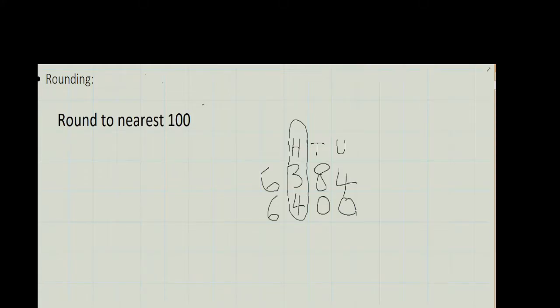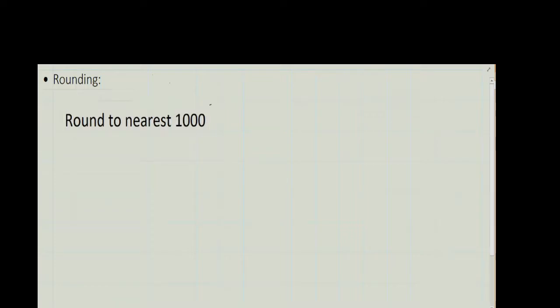Let's round to the nearest 1,000 next. So I'll write any old number out. That'll do. We can round this to the nearest 1,000. Hats on. Every time I put hats on: units, tens, hundreds, thousands. We're rounding to the nearest 1,000. We oval this column because it is the key column. It's the most important column. You've got to know what you're rounding to, or you've got no chance of getting this right. So you put an oval around the thousands column.